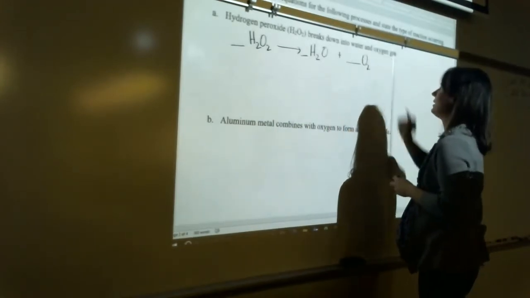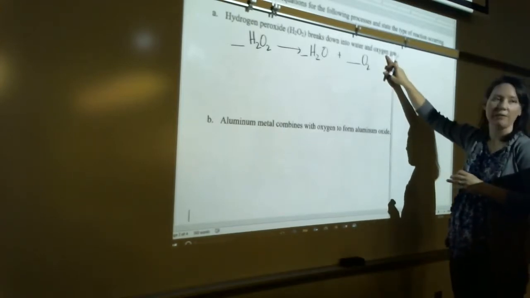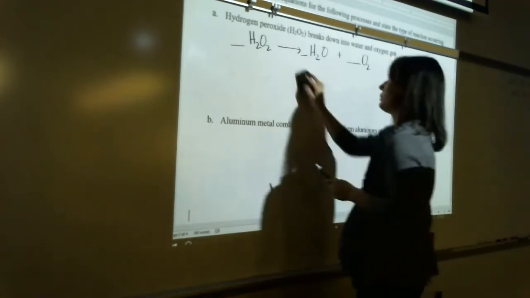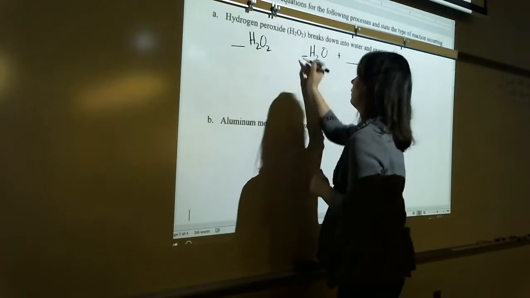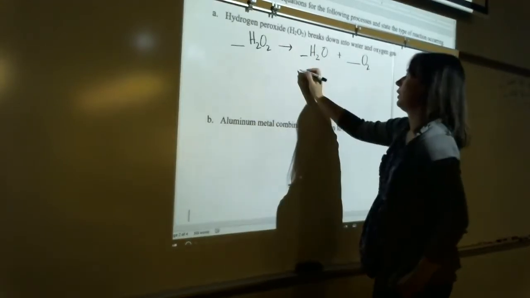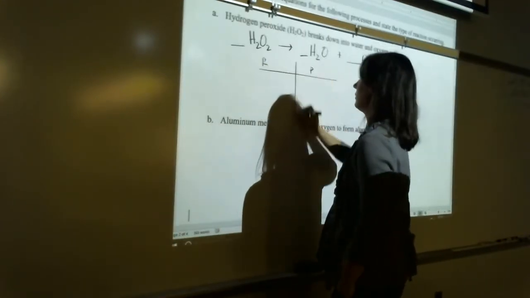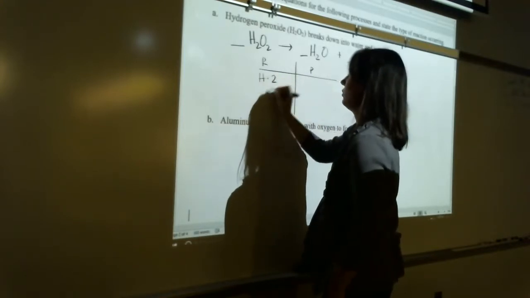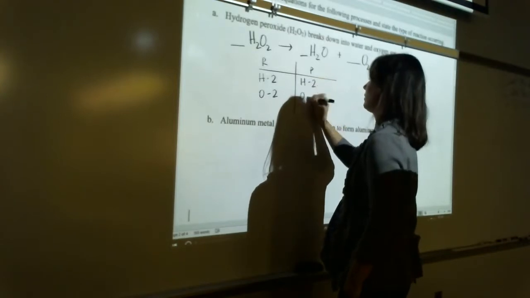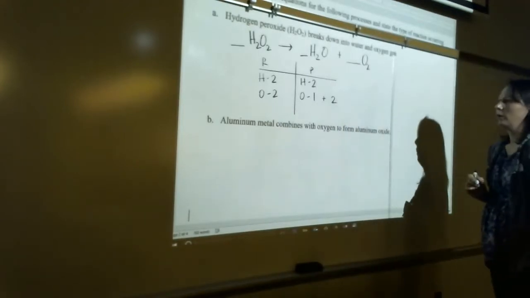O2. Why is it diatomic? Oxygen is one of 7 elements that are diatomic as gases, right? Make my arrow a little bit smaller here so we don't squeeze in that coefficient in there. Okay, let's make our reactant product table. So hydrogen's got 2, oxygen's got 2, hydrogen's got 2, oxygen's 1 plus 2. So what should we do?